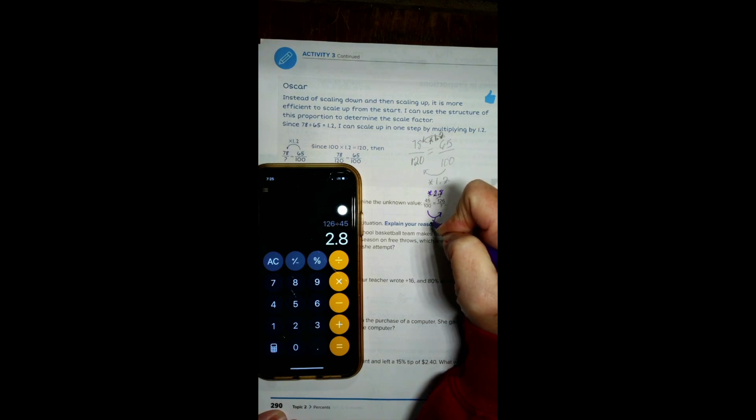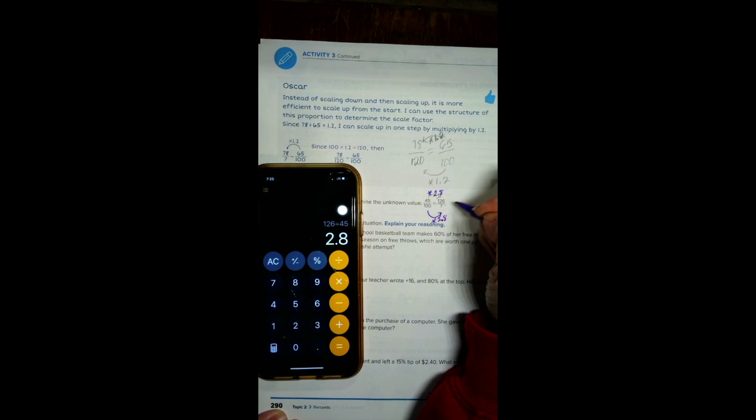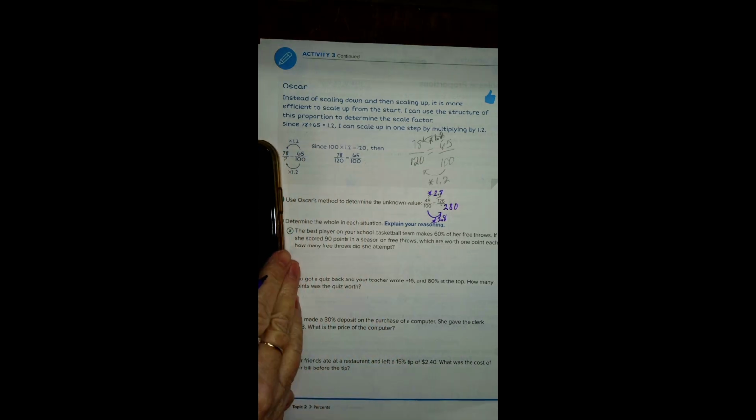So then 100 times 2.8. So remember, if I'm multiplying by 100, I'm getting 100 times bigger, so I'm going to move the decimal point 2 places. There would be 1 place and 1 more, so the answer is 280. That's an 8. 280.